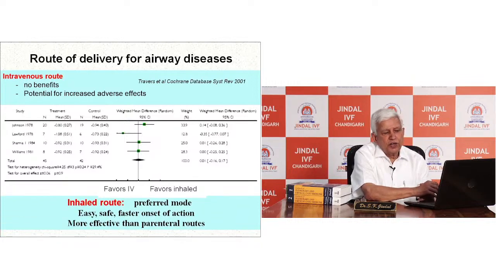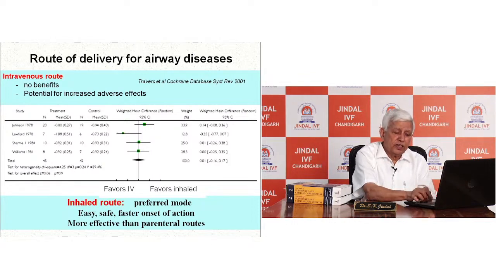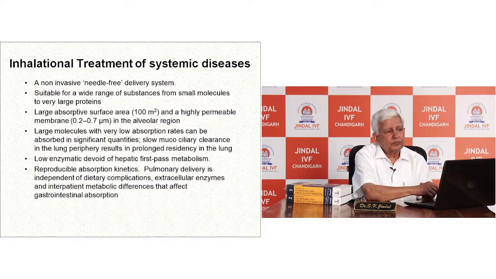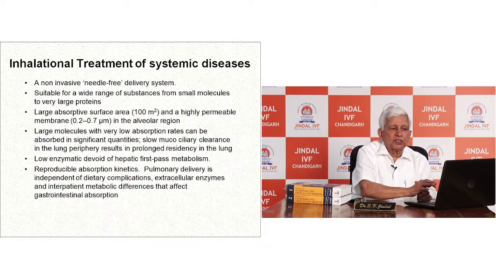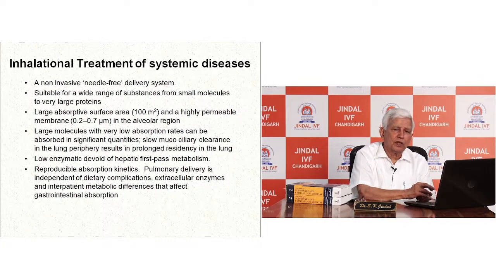Therefore, the inhaled route is the preferred route because it is easy, it is safe, it has a faster onset of action, and it is more effective than parenteral routes, including the intravenous route, you see. For systemic diseases in particular, as I was just saying, it is a kind of needle-free delivery system. A wide range of substances can be given through inhalation, from small molecules to very large molecules. There is a large absorptive surface area of the lungs, and the alveolo-capillary membrane is very freely permeable, you see.